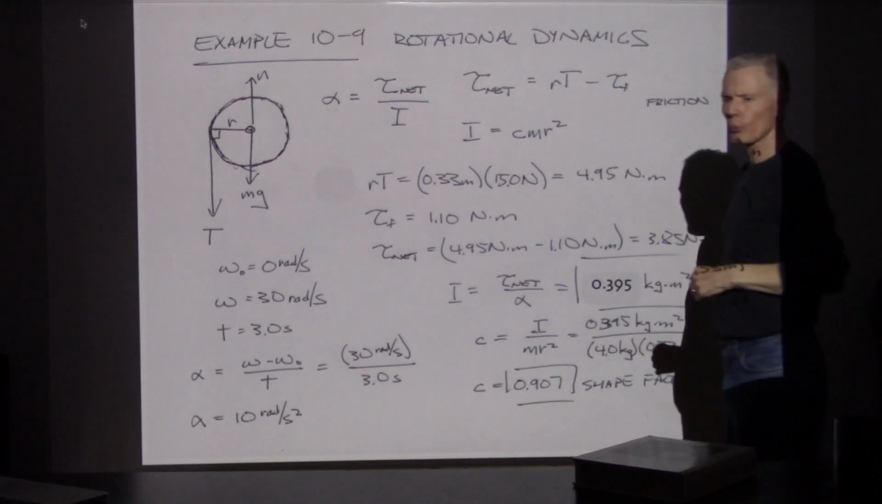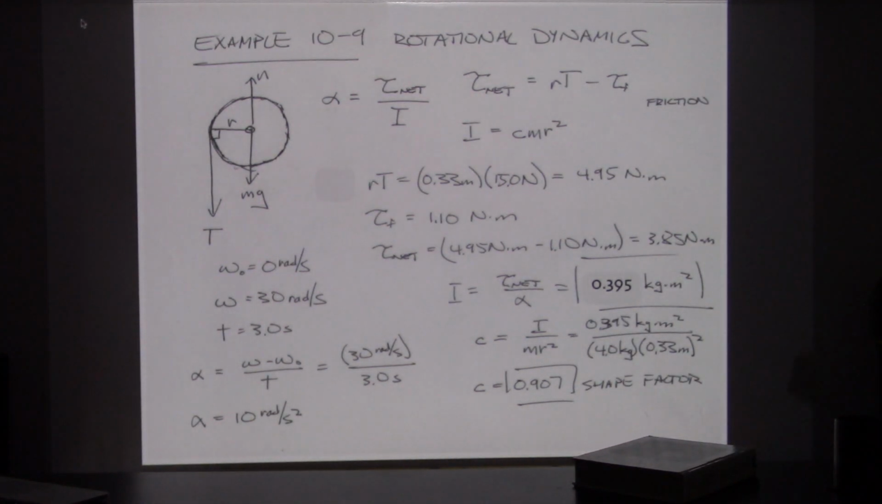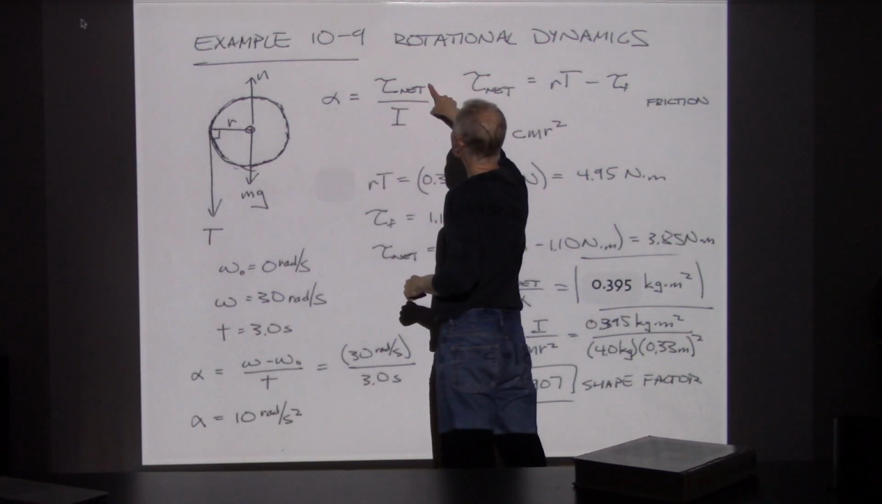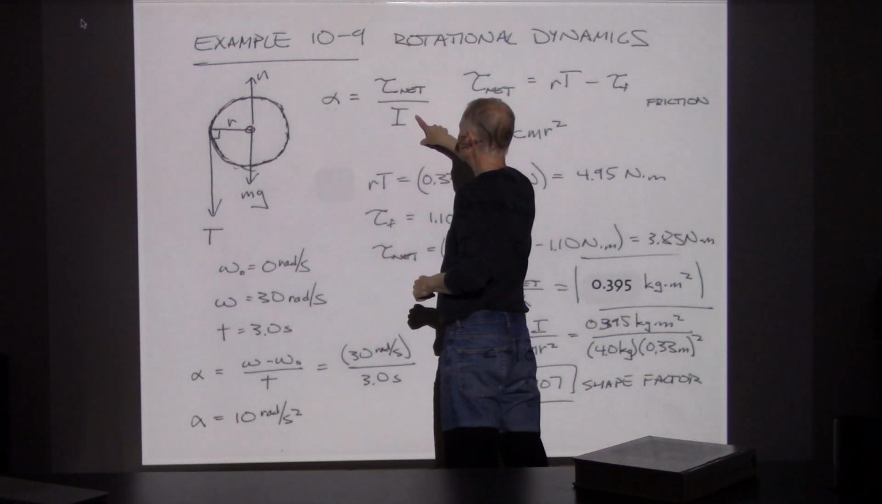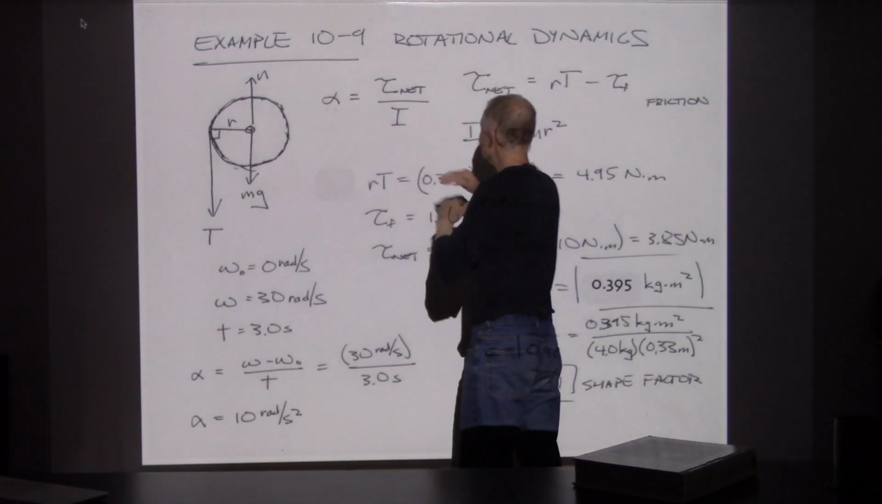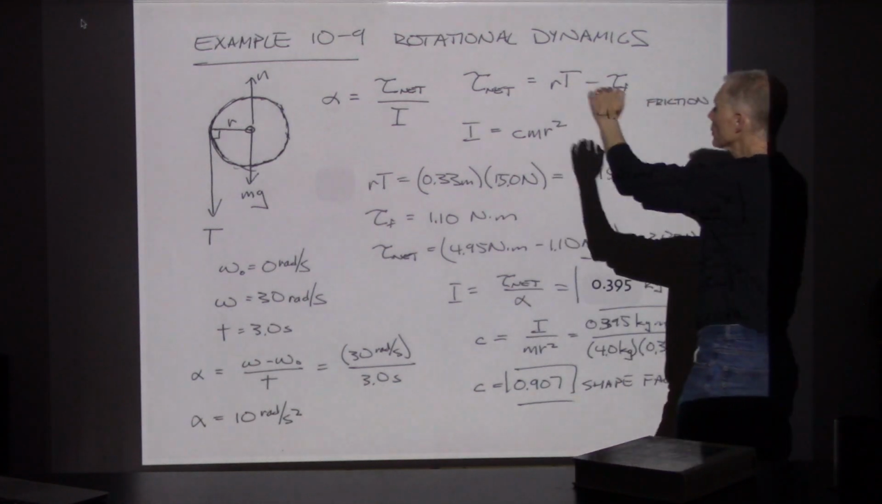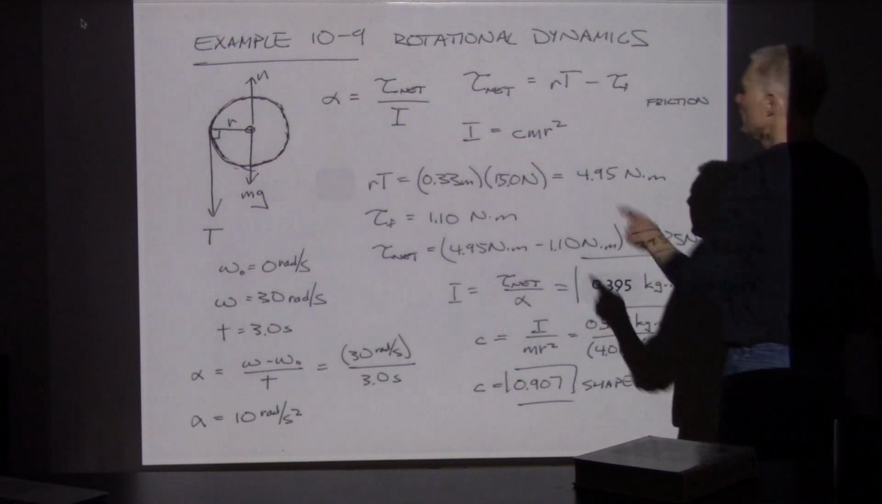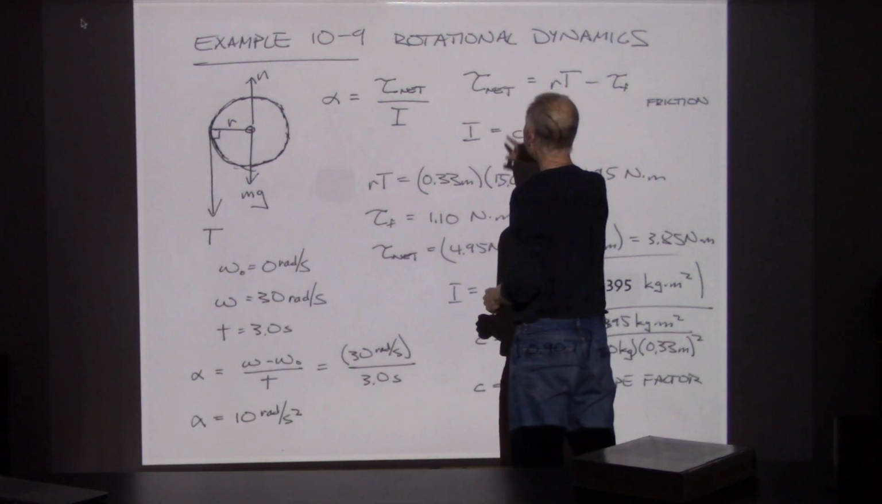Remember back in chapter 4, we said it all comes down to acceleration depends on net force divided by mass. And now what we have is the acceleration depends on net torque divided by rotational inertia. So I has taken the place of mass, torque has replaced force, and rotational acceleration has replaced linear acceleration. Other than that, it's the same formula. So it works the very same way. What we can do then is ask what forces, or what torques, are acting on this.